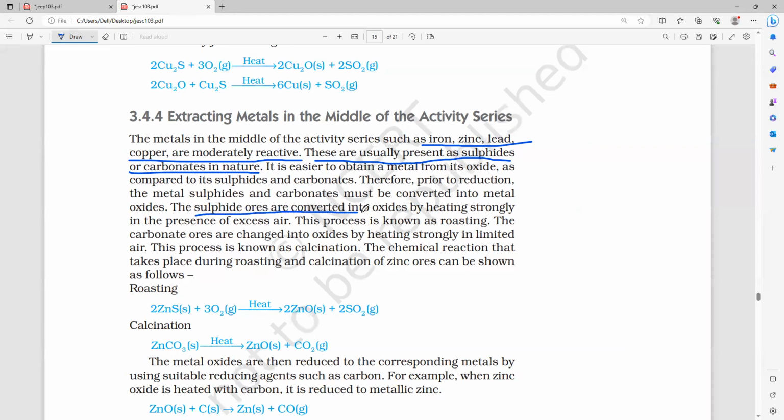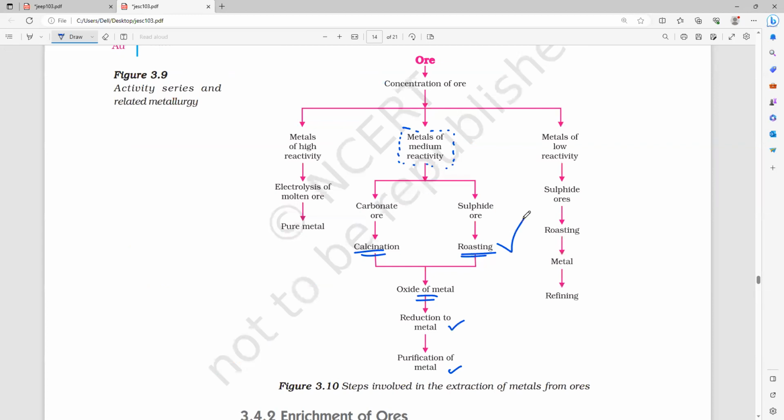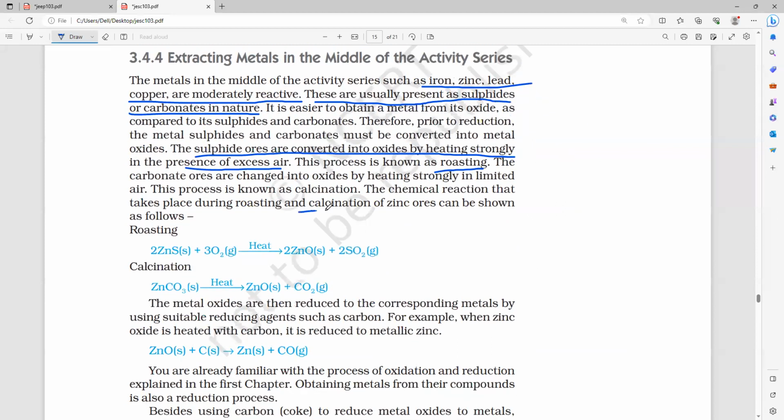But sulfide ores are converted into oxides by heating strongly in the presence of excess air. That process is called what? Presence of excessive air, which we call roasting. Absence of oxygen, what do we call it, Mr. Rohit? Strongly in a limited air. That is what you have to remember. The carbonate ores are converted into oxides by heating strongly in a limited air. Here, excess air, roasting; limited air, calcination.